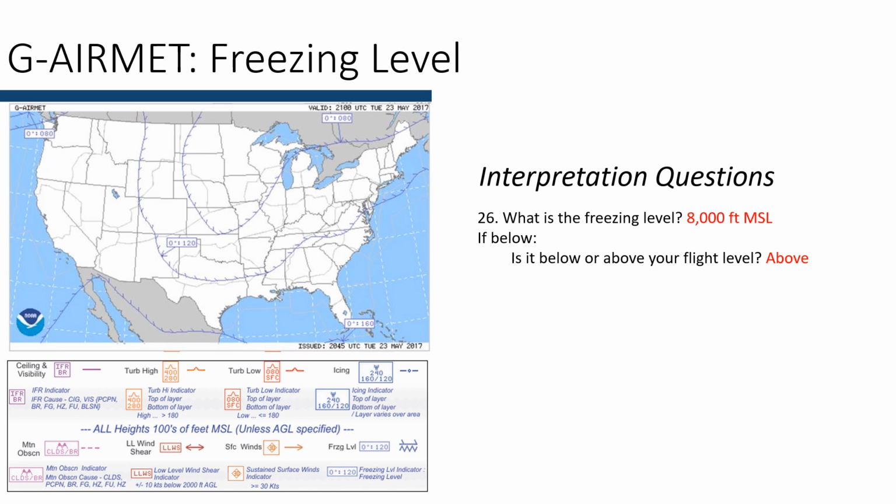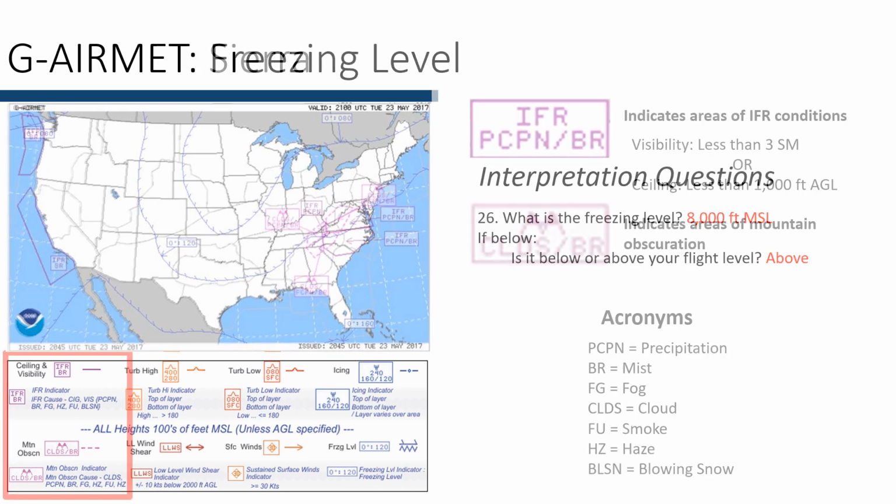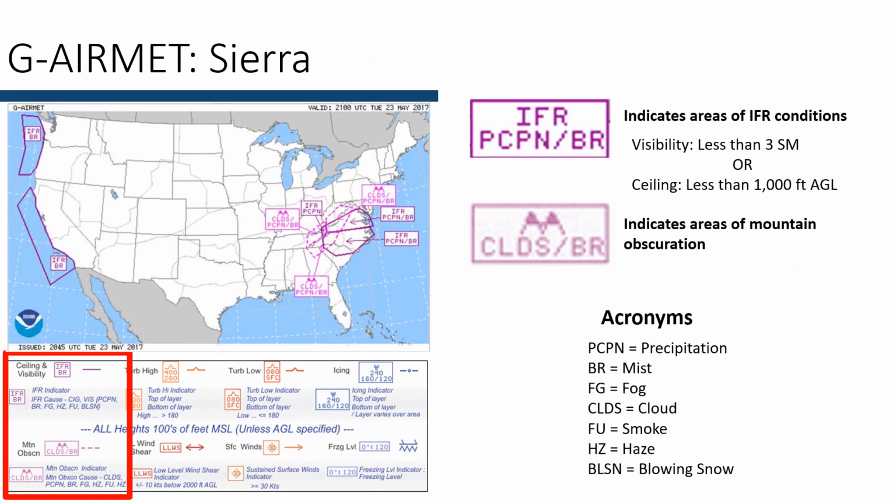Let's go over the answers. Question 26. Is there activity in your area? The answer is yes. If there is, what is the freezing level? The answer is 8,000 feet mean sea level. Is it below or above the flight level? The answer is above. That brings us to G-AIRMET Sierra.